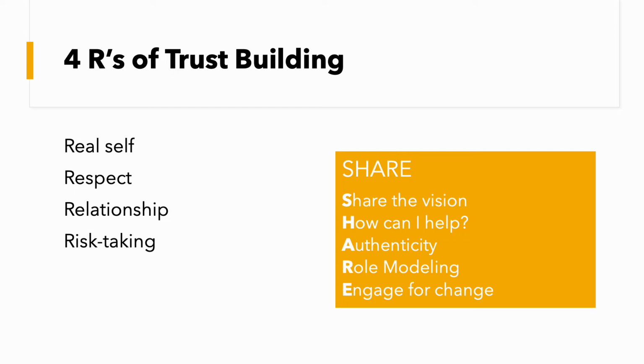Another acronym that's been used in addressing building trust is SHARE. S for share the vision and values. H, asking how I can help you. How are you? The key here is really knowing your people, understanding their strengths and challenges. A for authenticity. R for role modeling and being consistent. And E for engaging for change and seeking input, keeping the door open and lending an ear.